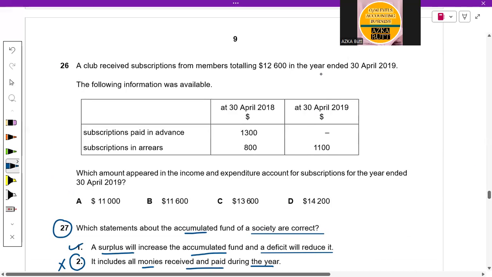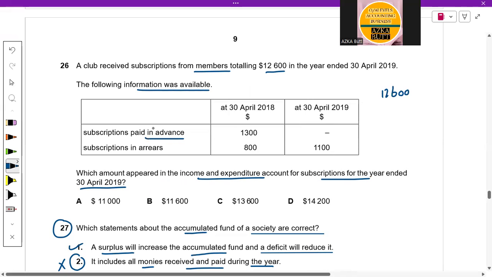Okay. So after that we have question number 26. A club received subscriptions from members totaling 12,600 in the year ended 30 April 2019. The following information was available. Which amount appeared in the income and expenditure account for subscriptions for the year ended 30 April 2019? So we have 12,600.